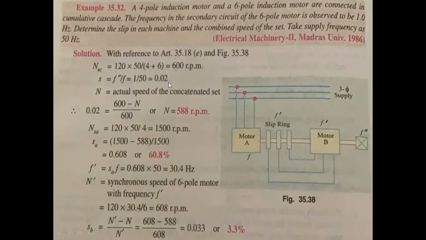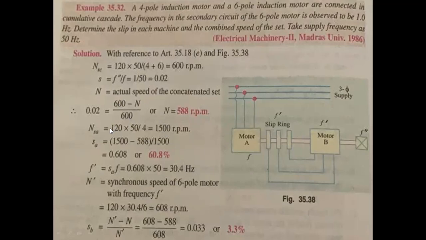Okay, next, the actual speed of the set, total actual speed of the set, that is equal to N. N is equal to (1 minus S) into NSC, or we can write it like this also: S is equal to (NSC minus N) by NSC. From here we have to calculate N. NSC is 600 RPM, slip is 0.02. So from S equal to (NSC minus N) by NSC, you are getting N is equal to 588 RPM.